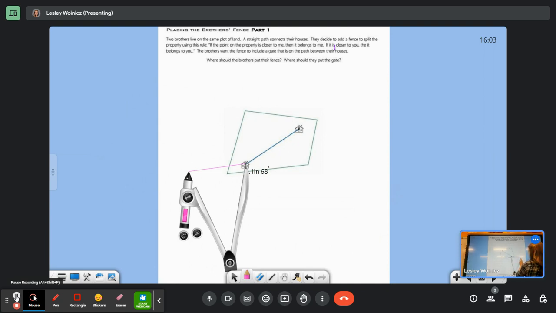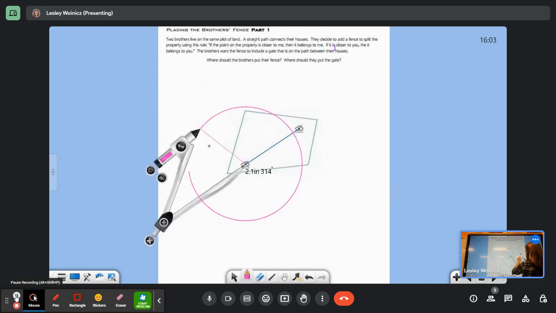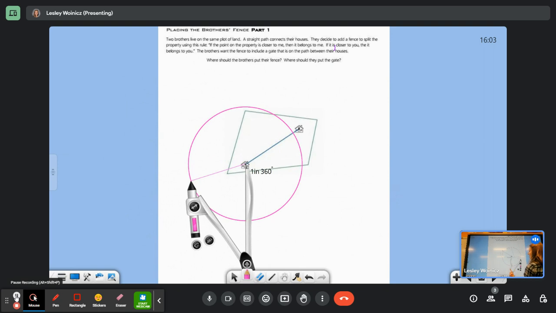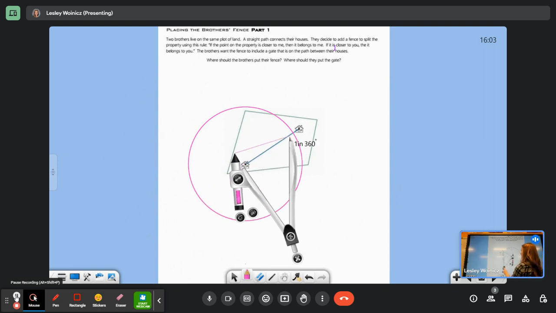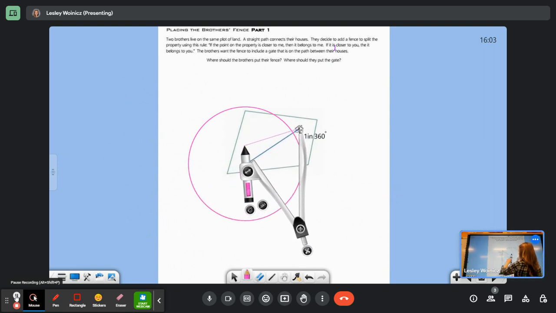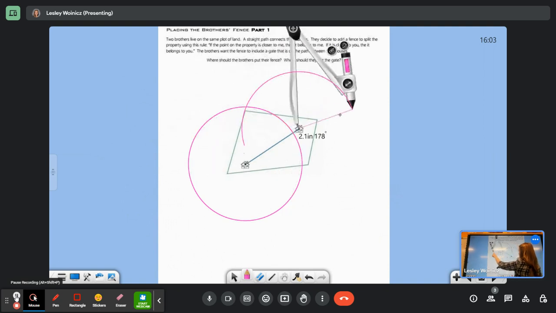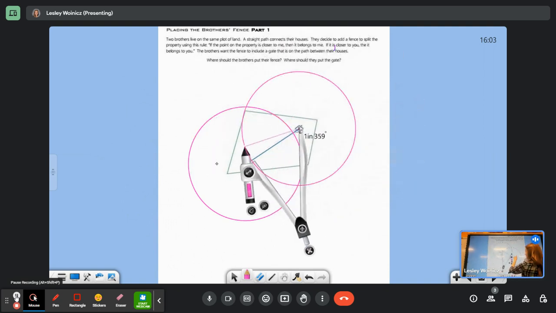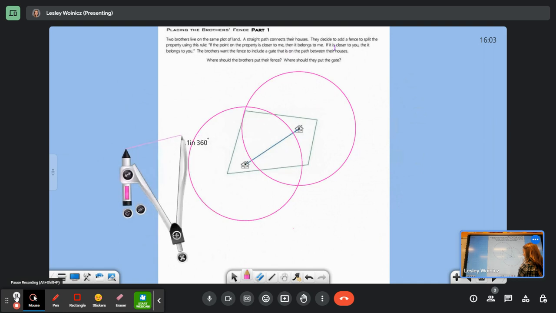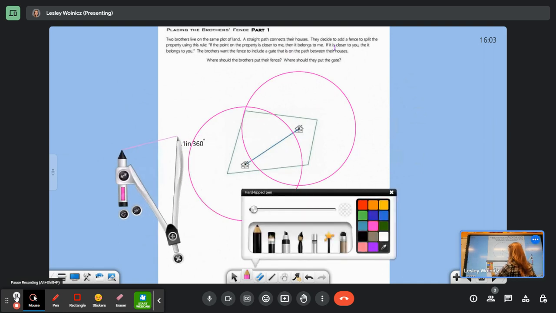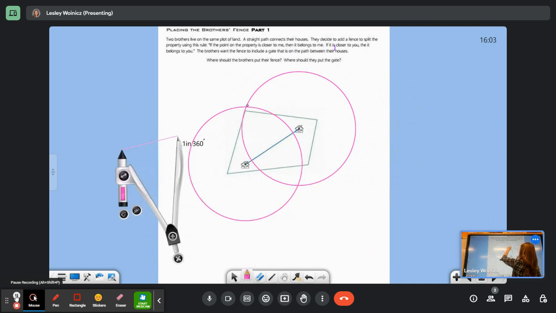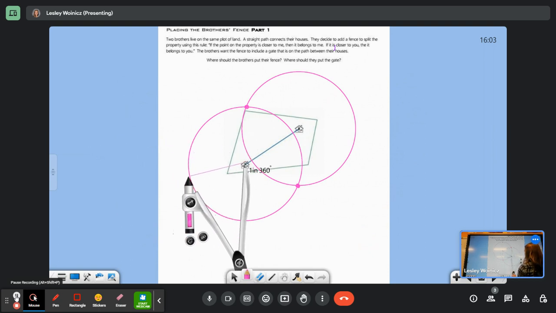All right, so I'm going to start by making some arcs, and I'm not going to change the distance on my compass. I'm just going to leave it. And I'm going to make that circle. So these arcs are intersecting here and here. Okay, let me change the setting on my compass a little bit. Pull it in a little.